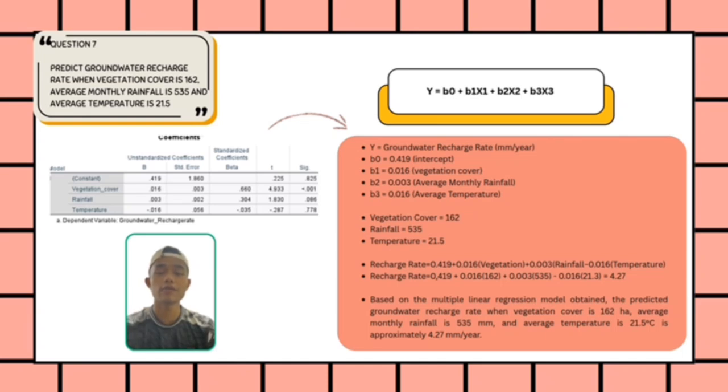Therefore, the predicted groundwater recharge rate is approximately 4.27 millimeters per year when vegetation cover is 162 hectares, rainfall is 535 millimeters, and temperature is 21.5 degrees Celsius. In conclusion, the model suggests that higher vegetation and rainfall increase the recharge rate, while temperature has a slight negative effect. Thank you.